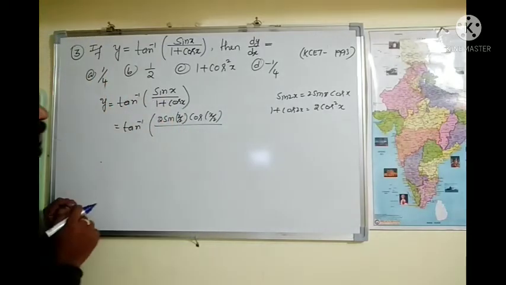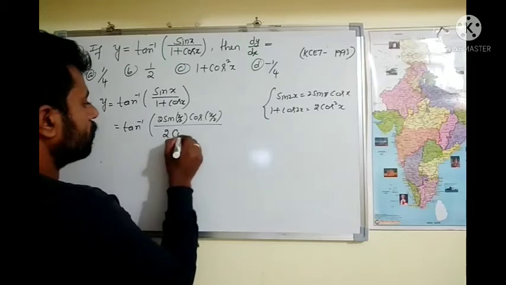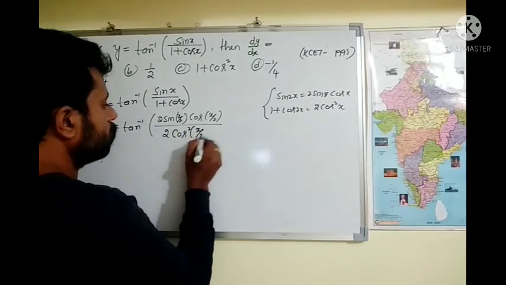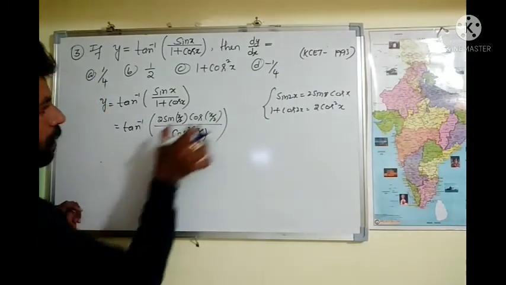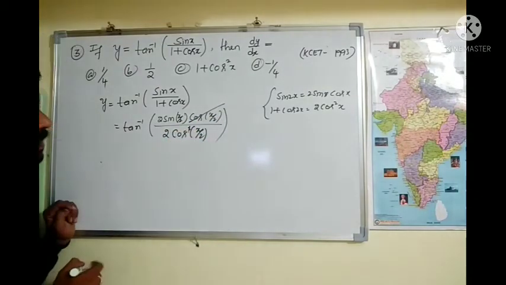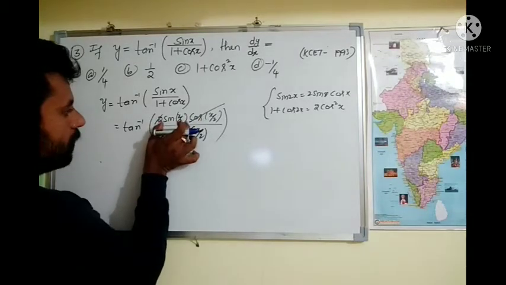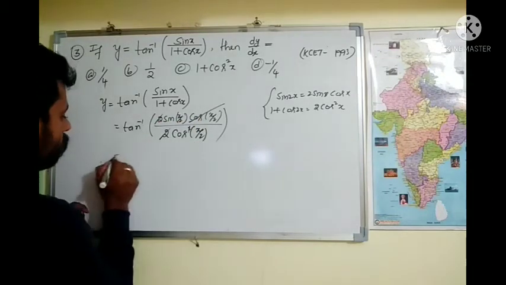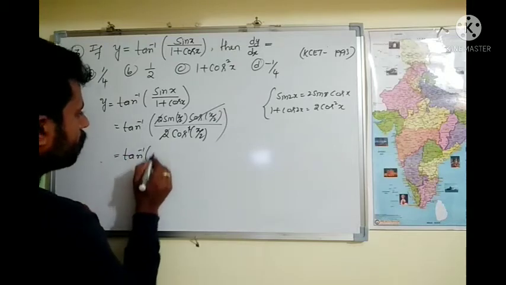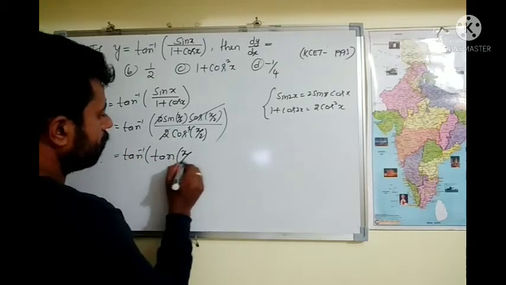In the denominator here we have 1 plus cos x. Now apply the half angle form: 2 cos square of x by 2. Now observe that in the numerator we have cos of x by 2 and in the denominator one cos of x by 2 is cancelled. Then the 2 gets cancelled. The remaining result is tan inverse of sin of x by 2 divided by cos of x by 2. Sin by cos can be written as tan of x by 2.